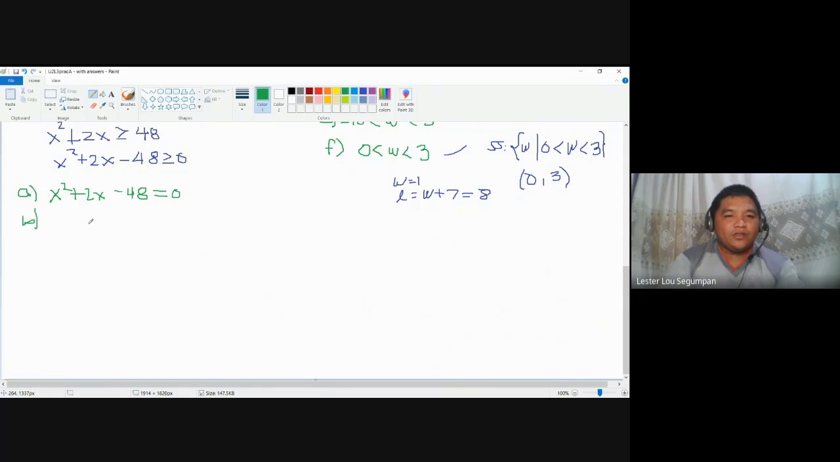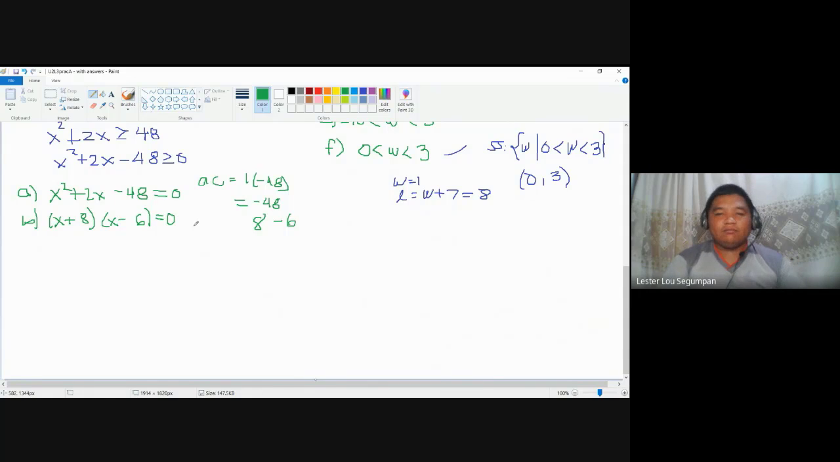Letter B, solve for the roots. AC method or AC way. Right? That's 1 times negative 48. So you have negative 48. And then factors of negative 48 that when added will result to positive 2. That's 8 and negative 6. 8 times negative 6 is negative 48. 8 plus negative 6 is positive 2, the coefficient of the middle term. So we could actually pair it as x plus 8 and x minus 6 equal to 0.